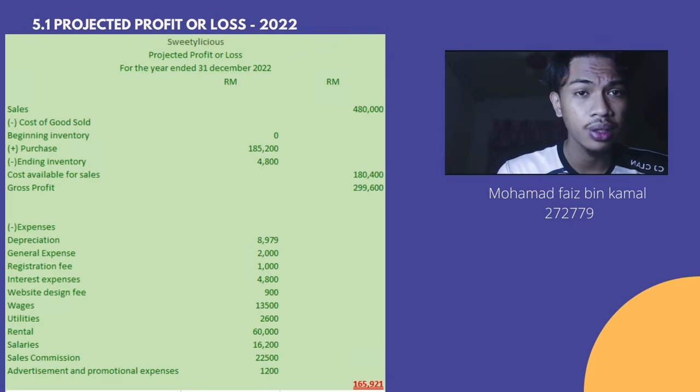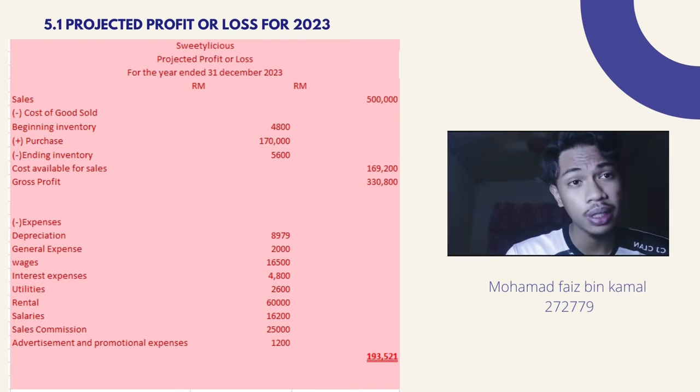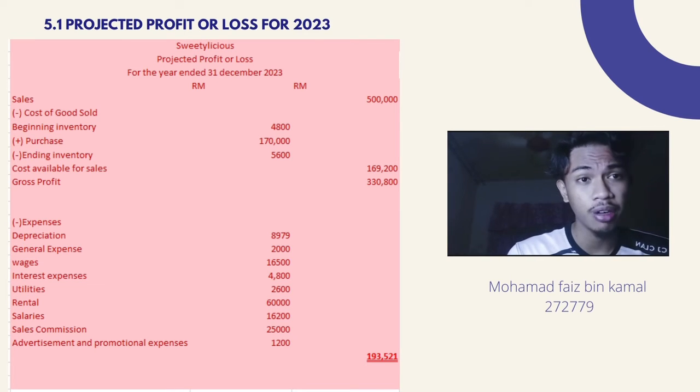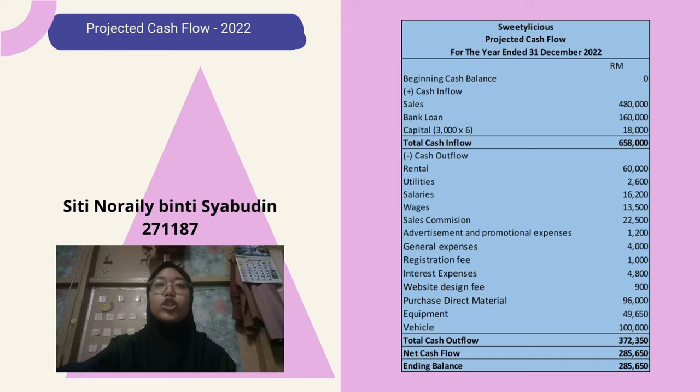So for the second one, 2023, Sweetylicious also makes the same adjustments as 2022, and then we get a profit of RM193,521 in that year. Assalamualaikum and hi, my name is Siti Noraily binti Syabudin with the matric number of 2711X7.